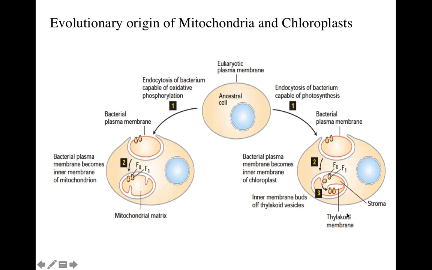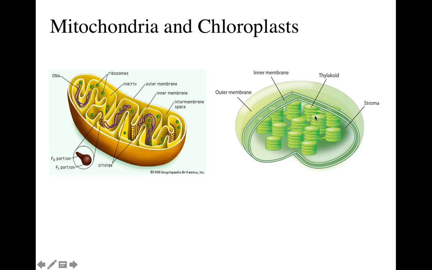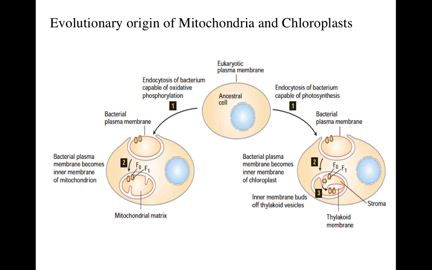The energy production in a plant cell is dependent upon chloroplasts, and these chloroplasts contain thylakoid membranes, which originated from the invagination or budding of this internal membrane. These thylakoid membranes contain the ATP synthase, while in mitochondria, the ATP synthase exists on the internal membrane. So this is how both mitochondria as well as chloroplasts originated. We will proceed further with the mitochondria, and we will talk about oxidative phosphorylation.